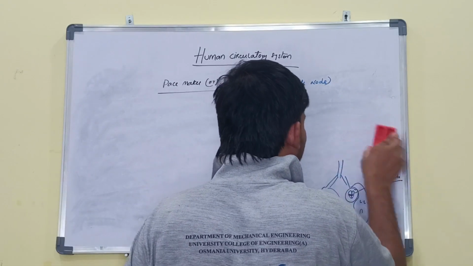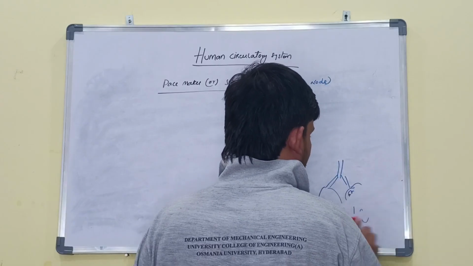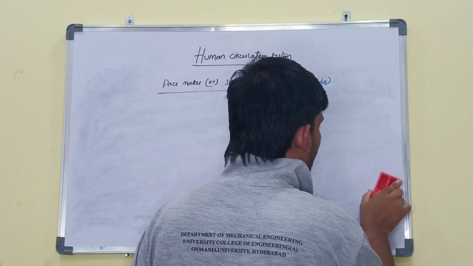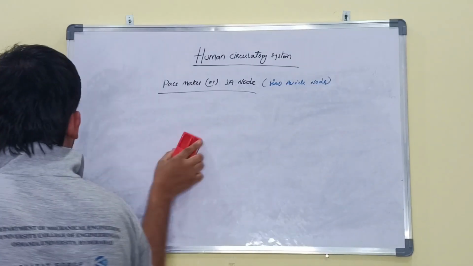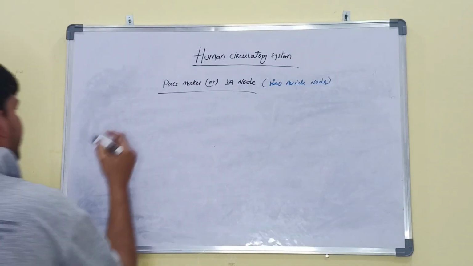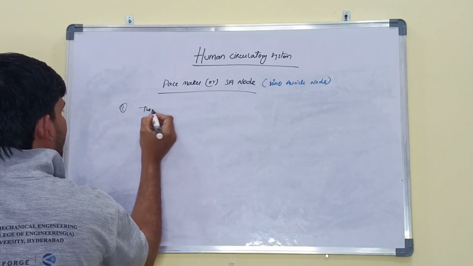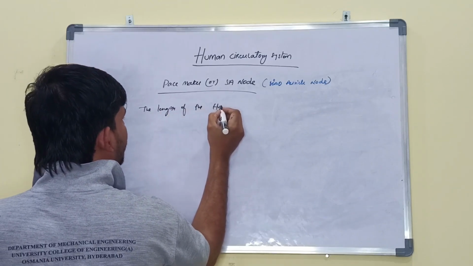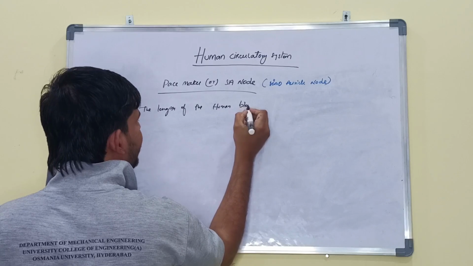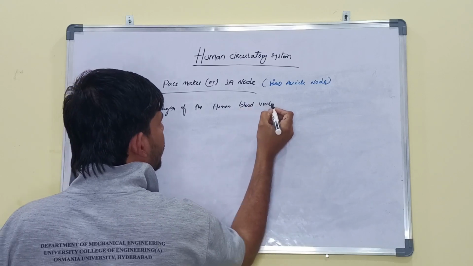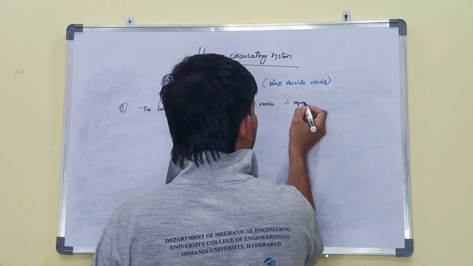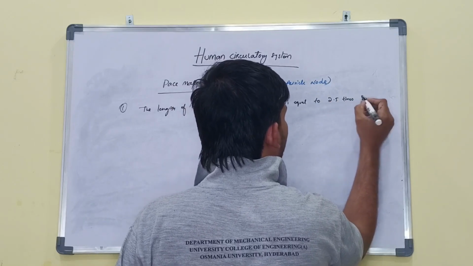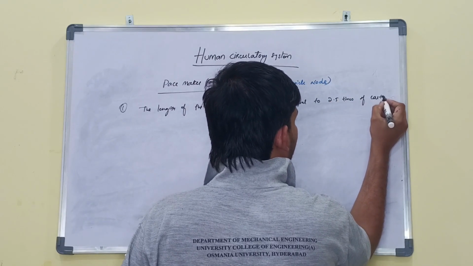There are 2 to 3 one-liners I want to include in this session. First one, the length of the human blood vessels is equal to 2.5 times the Earth's circumference.